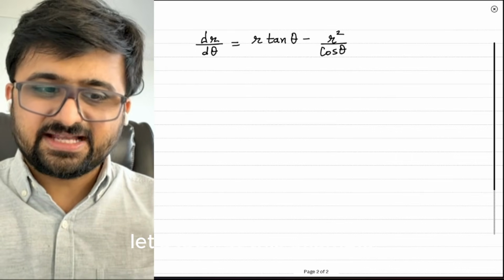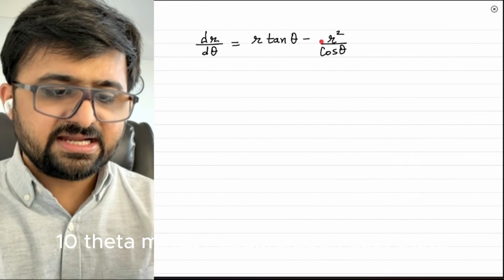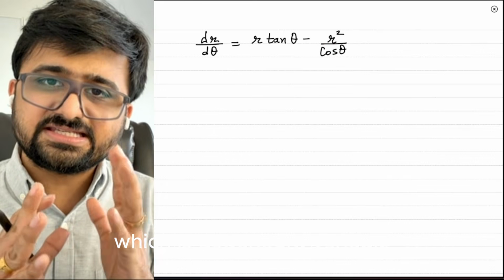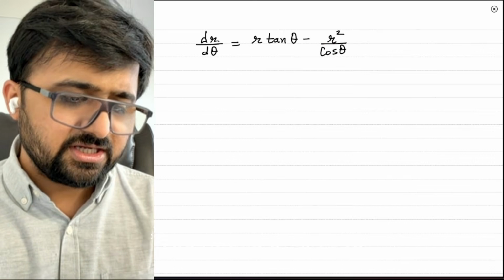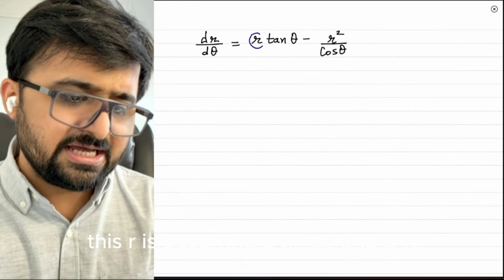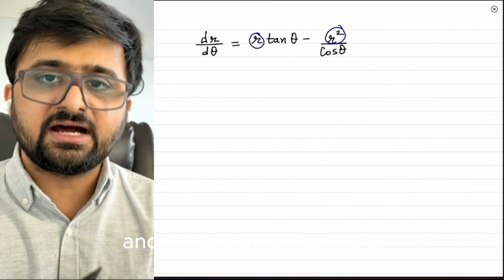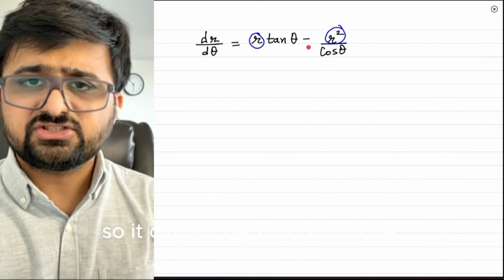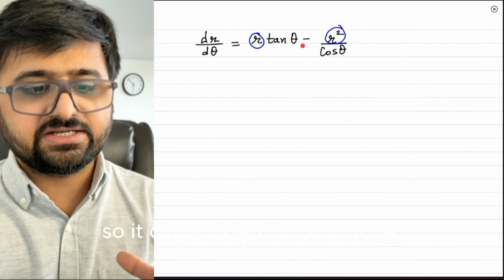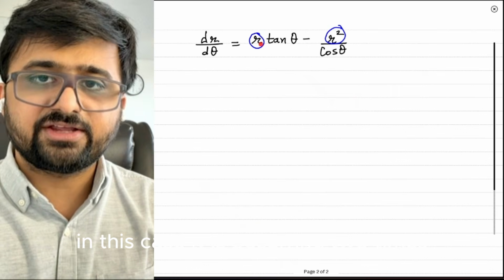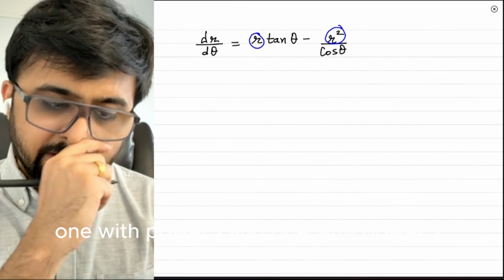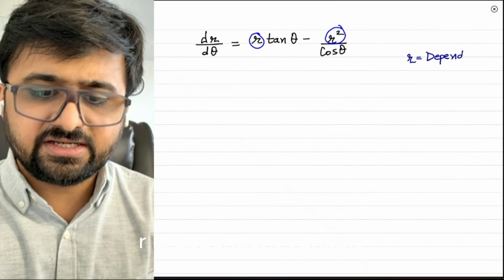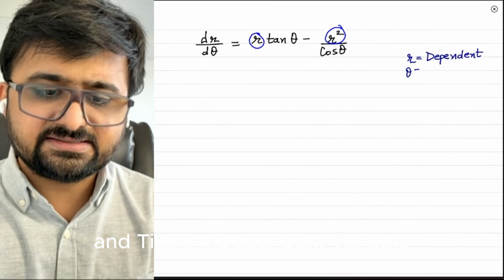All right, let's look at this example. dr by d theta is r tan theta minus r square upon cos theta. First thing we have to do is identify which is the dependent variable and which is the independent variable. If you notice over here, r is occurring two times, r and r square, versus theta, which is in functions of theta like tan theta, cos theta. So theta cannot be dependent. In this case, r is occurring two times, one with power 1 and one with power 2. So r is the dependent variable, and theta is the independent variable.